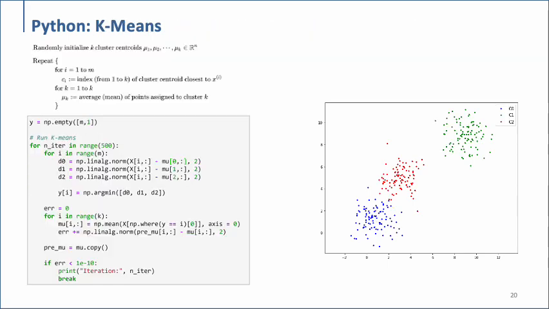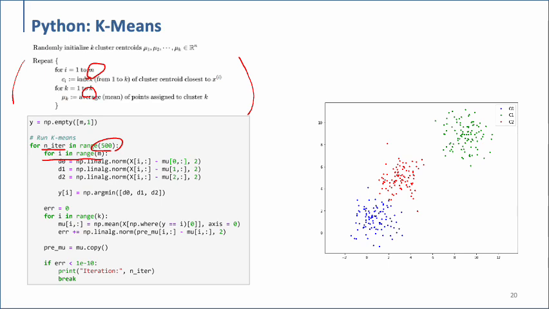Next, we conduct the iterative process, which repeatedly updates the centers of the clusters. Let's say n iterations, which is the number of iterations. In this case, we're going to set it to 500, so we repeat this process 500 times. For i in range m, that means we have m data points, right? M data points and k clusters.